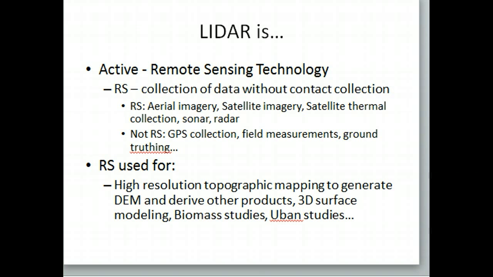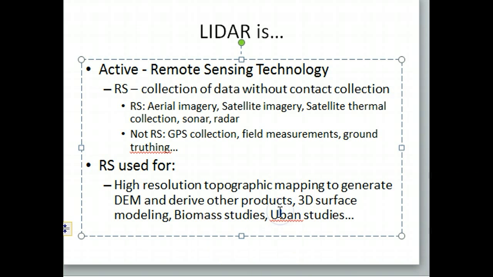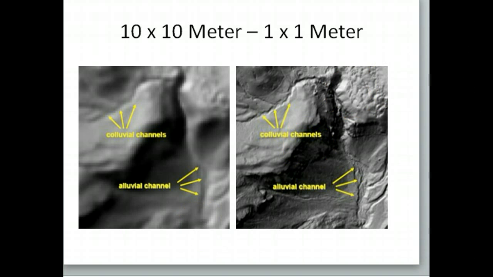If you want to look at urban studies or biomass studies, they'll use Lidar data because it's very detailed. Here's a difference between a 10-meter DEM and a 1-meter DEM. You can see how pixelated this is. If you're looking at the colluvial channel here or the alluvial channel, you really can't see much detail. But if you look at this 1-meter DEM, this is just amazing what you can determine from the 1-meter DEMs.